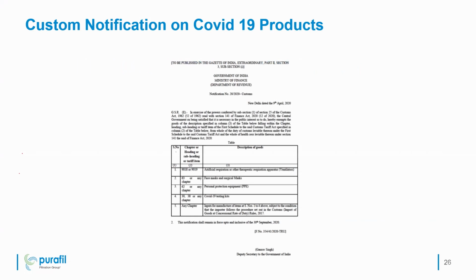This is a custom notification that whatever equipment you are importing for COVID-19 has zero custom duty, but you have to pay the GST, which you can take input from. And this document has a validity up to September 2020.